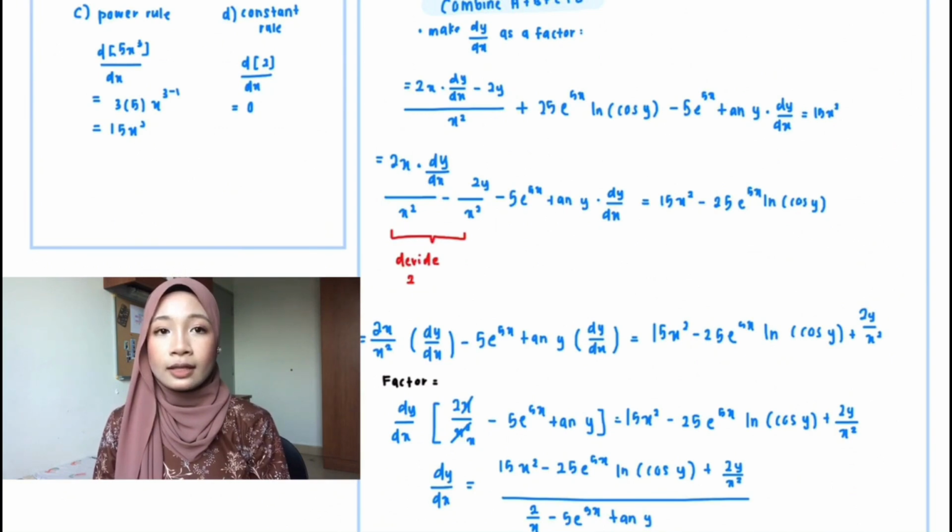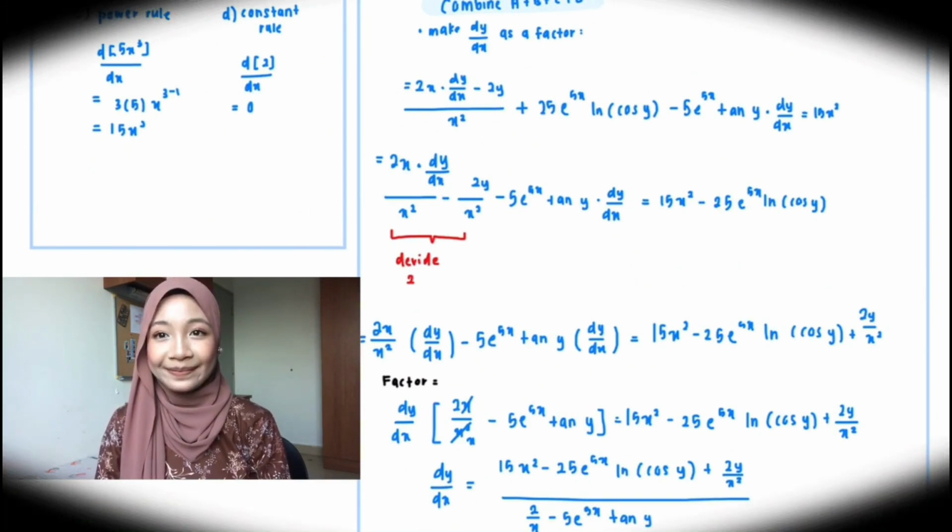After that, we will move the terms that have no dy over dx to the right and factor out dy over dx to make it the subject. So the answer that we will get is dy over dx is equal to 15x squared minus 25 to the power of 5x ln cos y plus 2y over x squared, over all that with 2 over x minus 5 to the power of 5x tangent y.